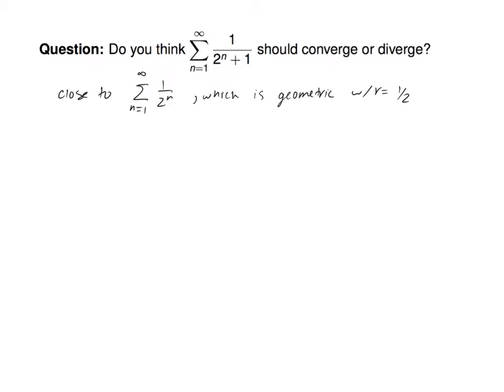But you can't say it's a geometric series, because of the whole plus 1 in the denominator. That makes it not geometric. Geometric just means something raised to a power times a constant. But the point is it's kind of close to a geometric.